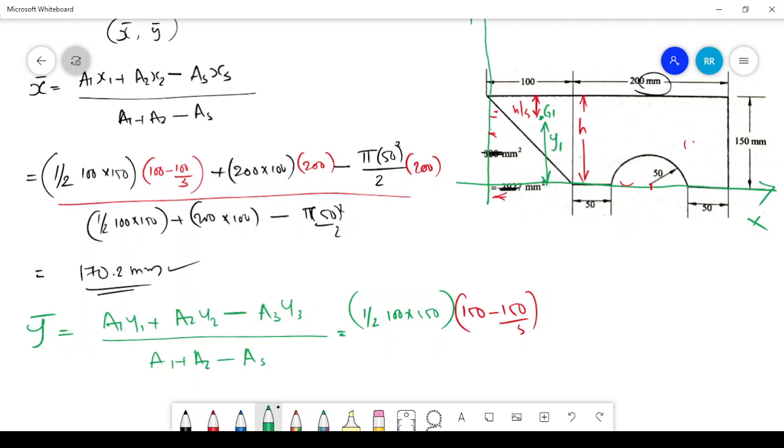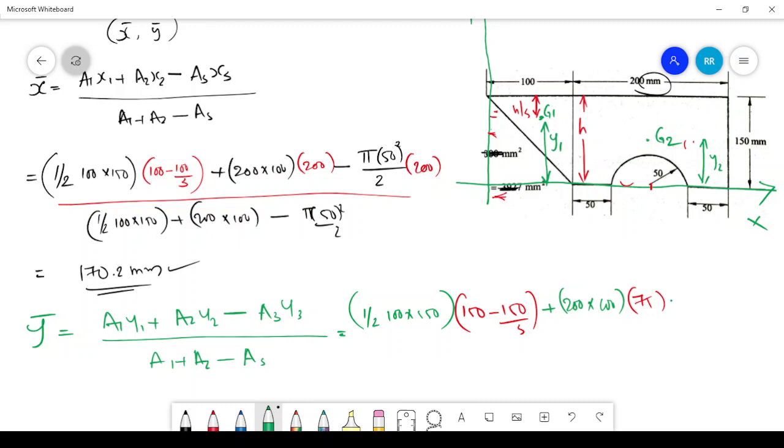Then the next value, plus the area of the rectangle, which we have already found, 200 into 100. Then the y distance of the centroid of the rectangle, G2 is the centroid of the rectangle, y2, that means the y distance. 150 is the total height, so the midpoint will be 150 by 2, which is 75.